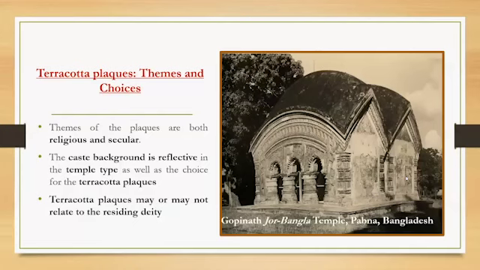The themes of the terracotta plaques are both secular and religious. The caste background of the patrons gets reflected in the choice of temple type, as well as the theme for terracotta plaques that adorned these temples. Interestingly, irrespective of the residing deity, the religious themes might or might not get reflected in the terracotta plaques on the facade of the temple.